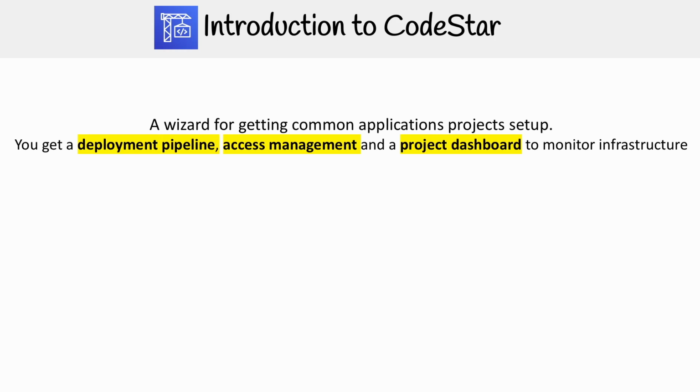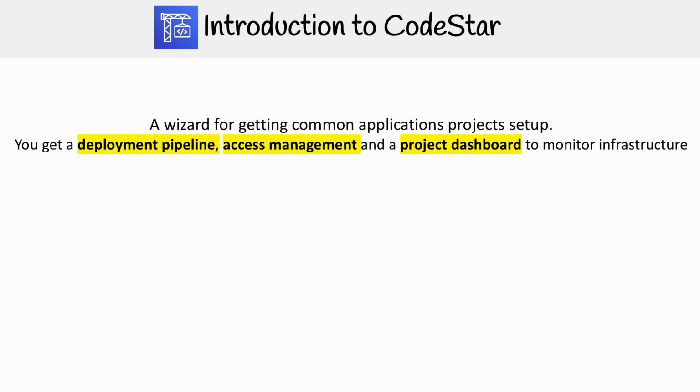All right, so looking at CodeStar here, it is a wizard for getting common application projects set up. You get a deployment pipeline, access management, and a project dashboard to monitor infrastructure. I would say one of the biggest values here is that you get that deployment pipeline. So it would be setting up CodePipeline for you, which can be very difficult for a lot of people to figure out how to get that set up.